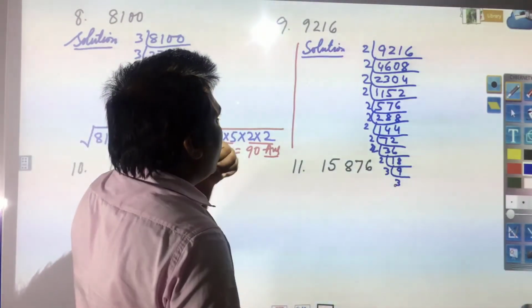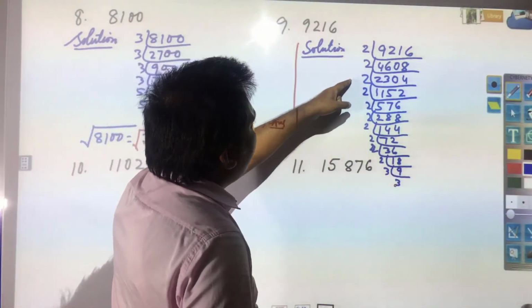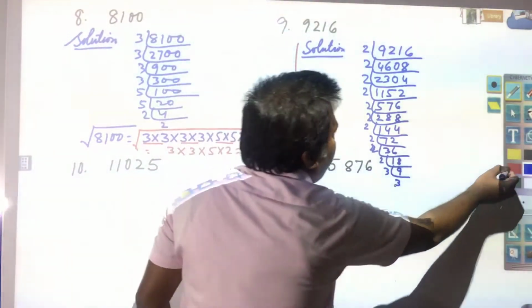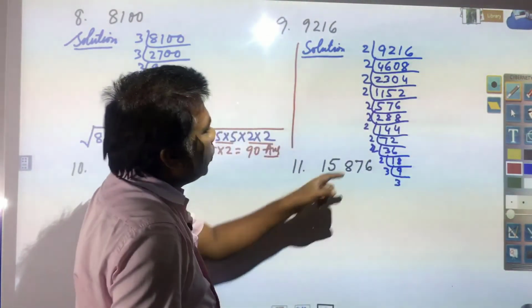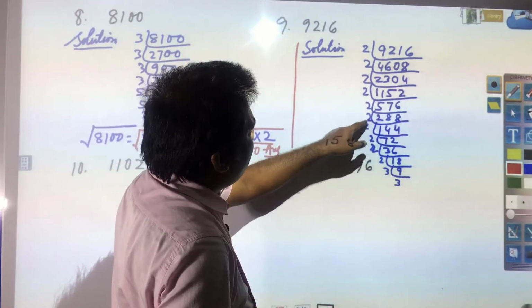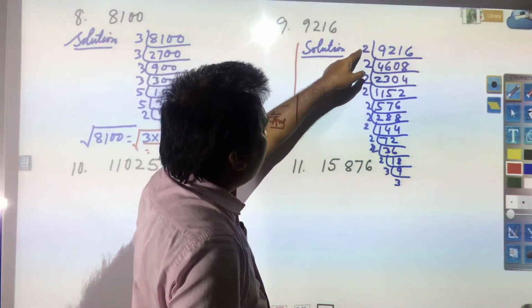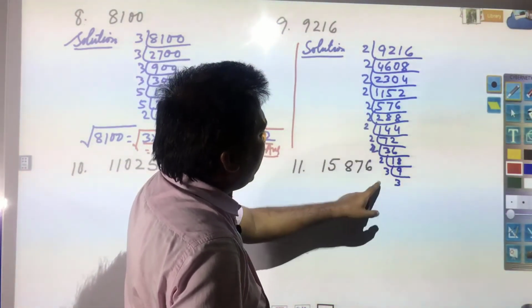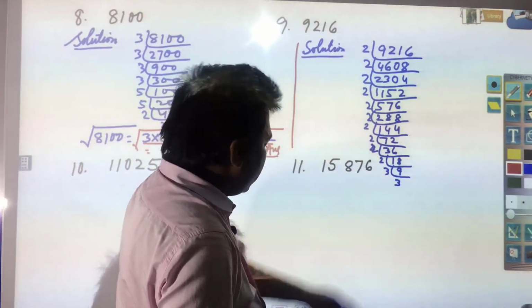So how many pairs you have? You see, how many 2's you have? 1 2 3 4 5 6 7 8 9 10. 10 2's you have, and 2 times 3 you have.